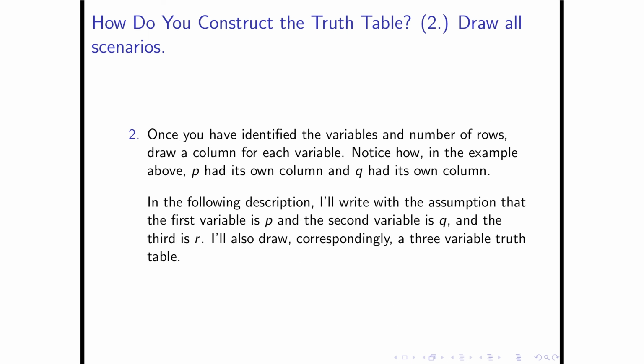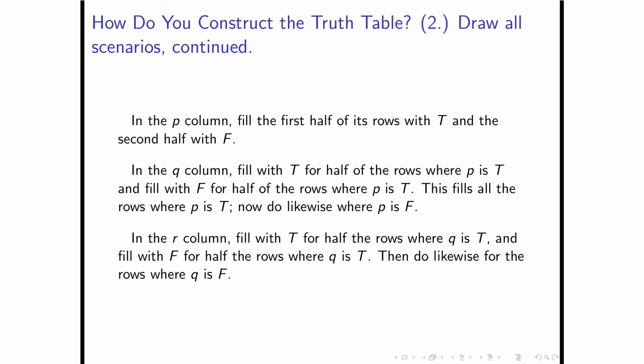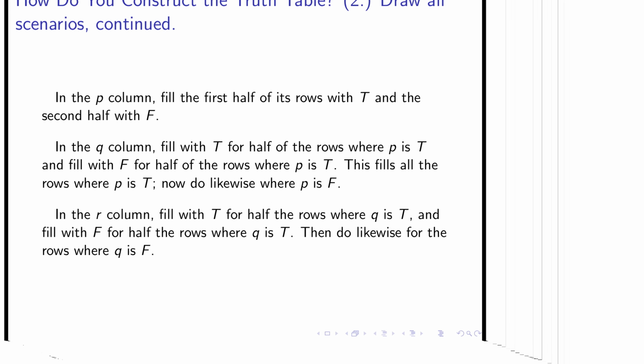Okay, once you've identified all of your variables and you've computed the number of rows that you're going to need, then you're going to make a column for each of the variables. And then you need to start filling in the truth values in each of those columns. Let's assume, just for specificity, that we have three variables, P, Q, and R. And I'm going to draw what we do in that scenario. So as we go through the recipe, let's also draw the table.